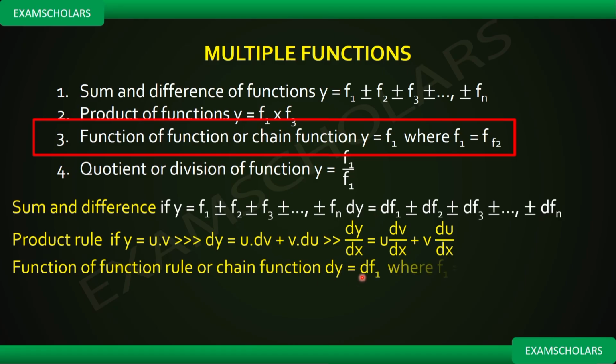Now, to differentiate it, let's say dy over df1. What are you going to get? Where f1 is equal to f2. So your dy will now be what? df1 multiplied by df2. Let me break it down.